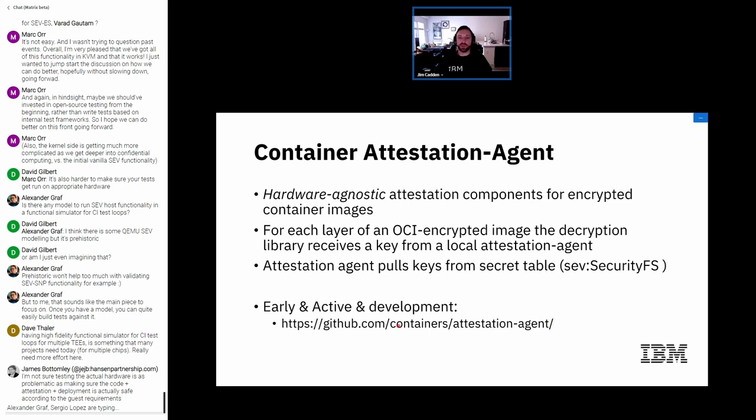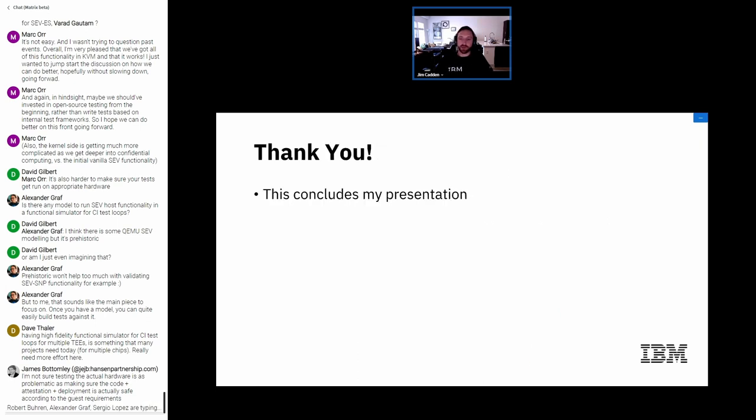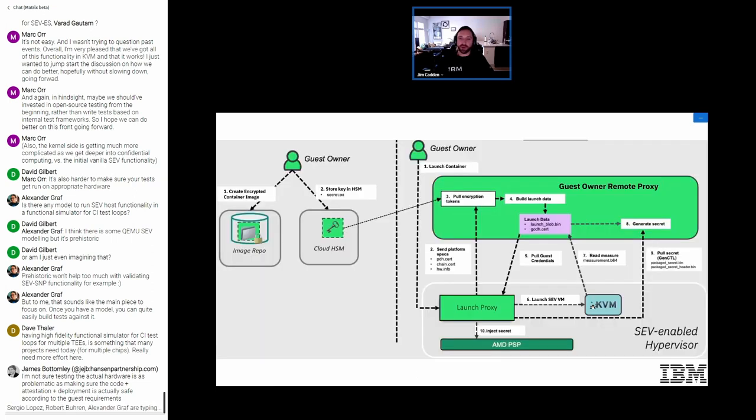And like I said, this is in active development. It's under the containers project at the URL below. And that's the end of the slides I have prepared, but I have a little complicated diagram here that shows this full pipeline, and I'm happy to answer any questions you may have. Thank you.